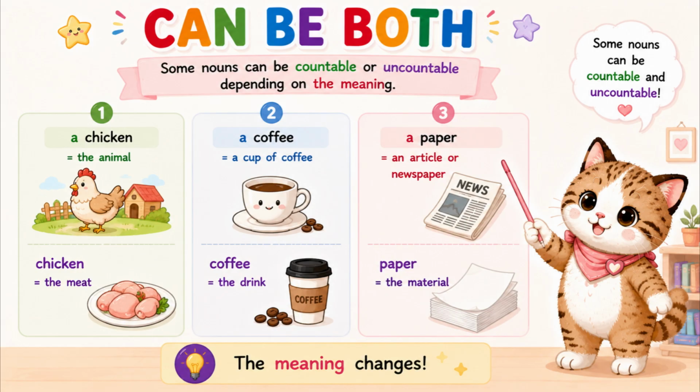A paper means a newspaper, article, or school paper. Paper means the material we write on. Notice that the meaning changes. Some nouns can be countable and uncountable. The meaning depends on how we use the word.